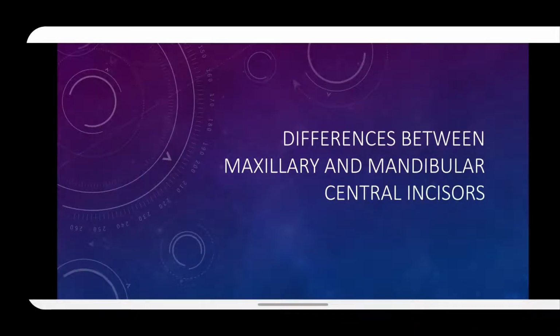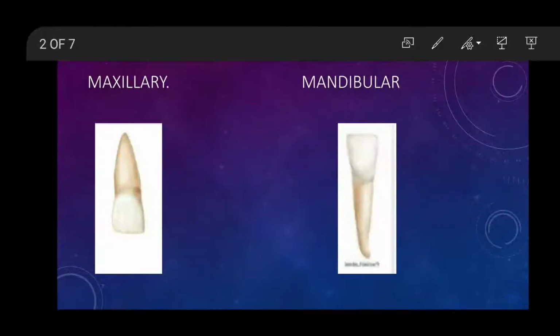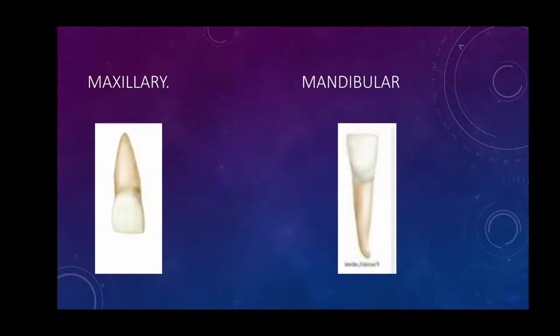Today we are going to discuss the differences between maxillary and mandibular central incisors. Very important topic. Coming to maxillary and mandibular central incisors, these central incisors, or any other tooth, we will divide into 5 surfaces: labial, lingual, mesial, distal (mesial and distal together are called proximal surfaces), and then incisal surfaces. We'll discuss in detail the maxillary and mandibular central incisors on each surface.